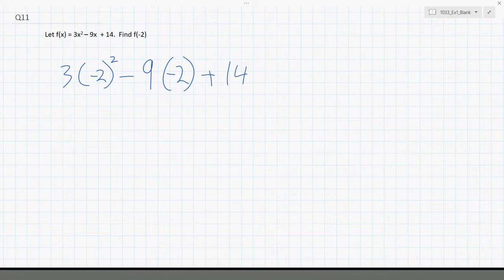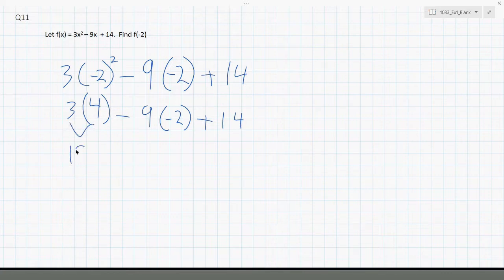-2 times -2 becomes a 4. So it'll be a 4, put a 3 there, minus 9 is 2. So I did my exponents. I don't have any parentheses. My next step is going to be my multiplication division, right? Start with my multiplication from the left to the right. 3 times 4 is going to be 12 minus 9 times the minus 2 is going to make a positive 18. There you go. So plus 18 plus 14.